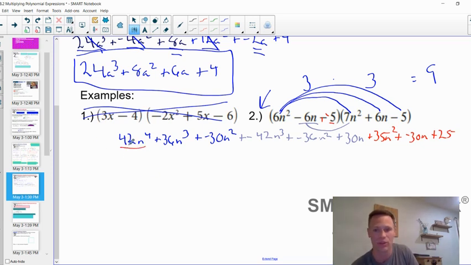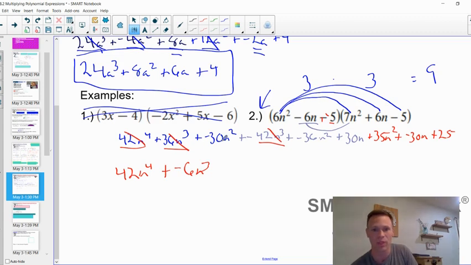Anything with 42n to the 4th? Scan it all. No. 42n to the 4th. Done with that. What about n to the 3rds? I got 1 here. I got 1 there. And that looks like it's it. So -42 plus 36, that's going to give me a -6n to the 3rd.